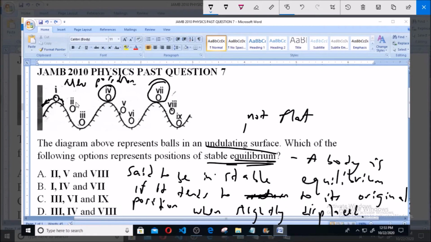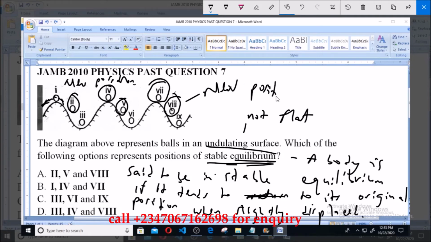Now ball 2, ball 5 and ball 8 are in similar positions. Now what happens there, when they are displaced, they will also come to rest in a new position, and they do not fit into this definition of stable equilibrium. Hence they are not in stable equilibrium.